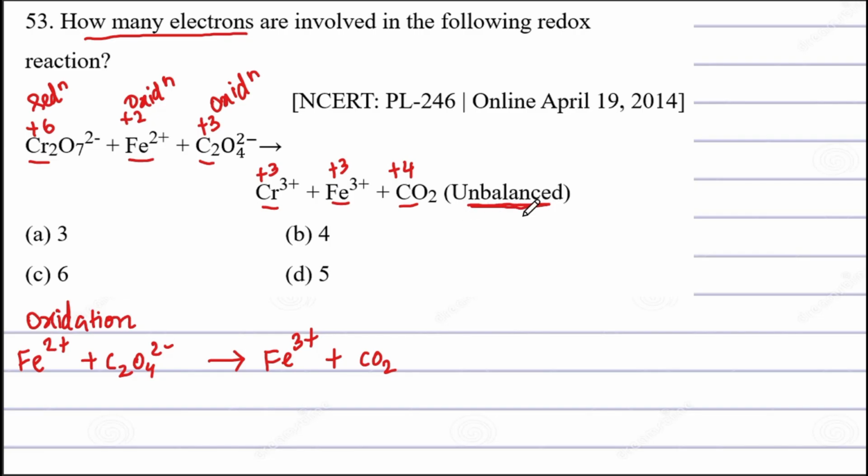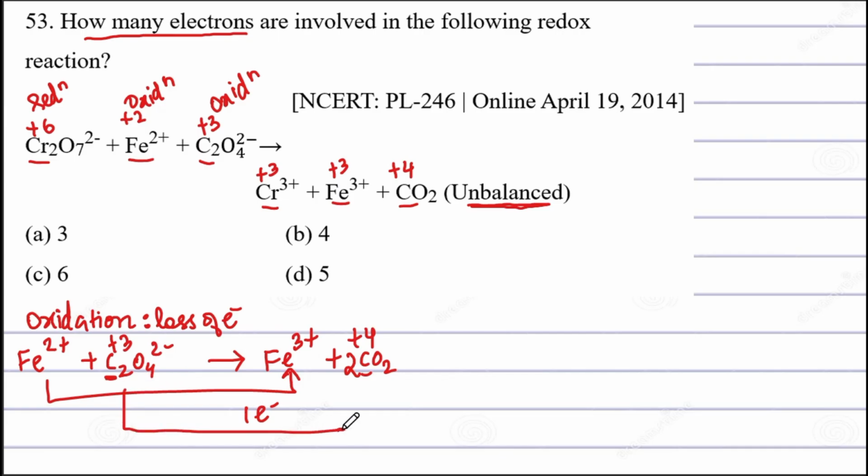So unbalanced equation is given. So we have to balance this equation. 2 carbon atoms and 4 oxygen atoms are there in the reactant. So you have to write 2 CO2 in the product. Now oxidation is loss of electron. So how many electrons are involved? From Fe2+ to Fe3+, the difference is 1 electron, and from +3 oxidation state of carbon in oxalate ion to +4 oxidation state in carbon dioxide, the difference is 1 electron, but 2 atoms are involved. So 1 into 2 equal to 2 electrons. So totally how many electrons? 1 plus 2 equal to 3 electrons are lost.